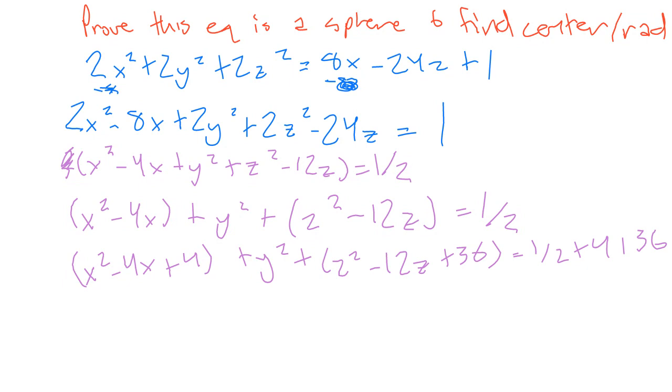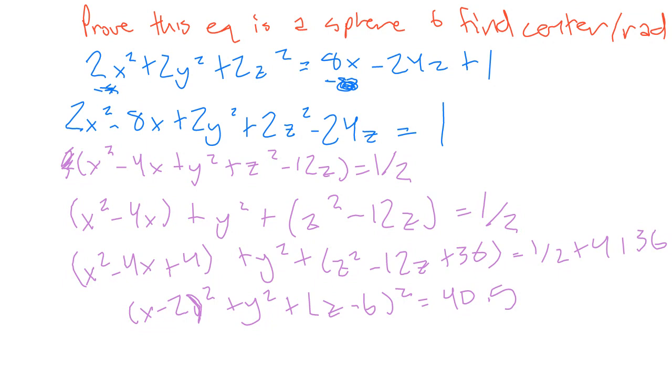Now we can combine everything to get x minus 2 squared plus y squared plus z minus 6 squared equals 40.5. I apologize, my handwriting's sloppy. I have not done this in a couple months.